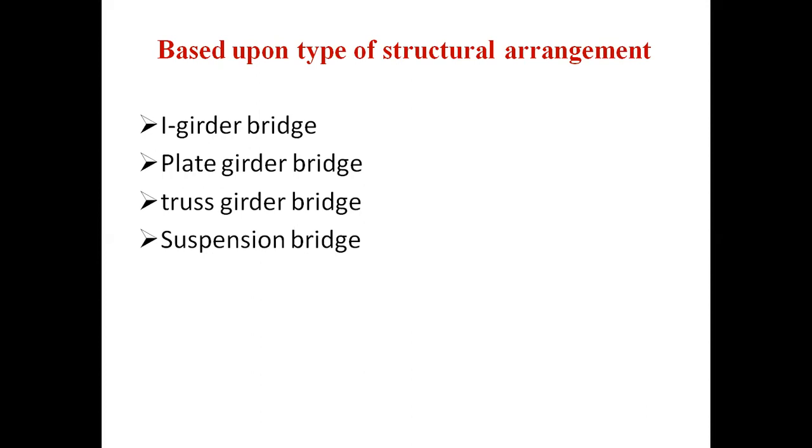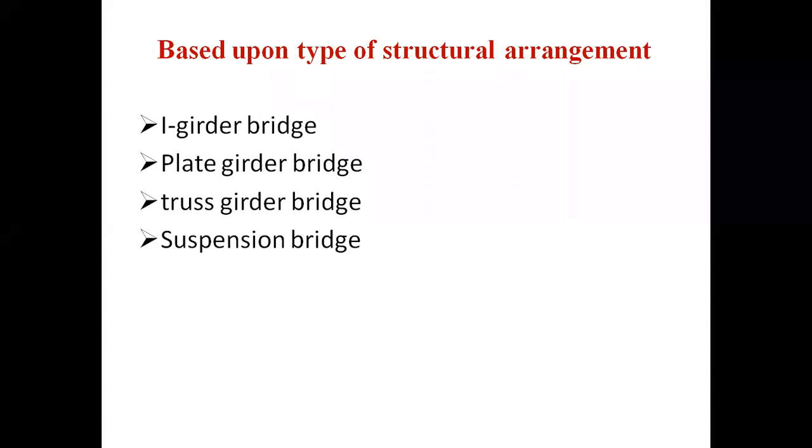Now see, the bridges are going to be classified based on a few things. First one, based upon type of structural arrangement. Based on arrangement, bridges are classified as I girder bridge, plate girder bridge, truss girder bridge, and suspension bridge. This is one of the theoretical questions which is very important.